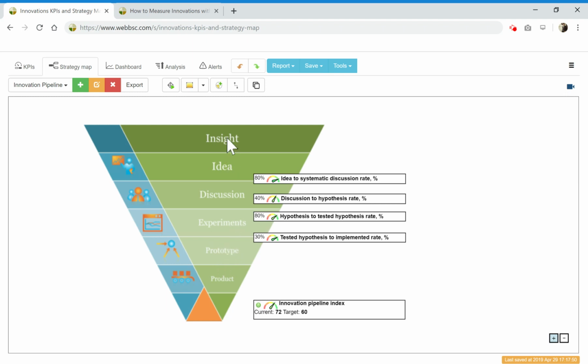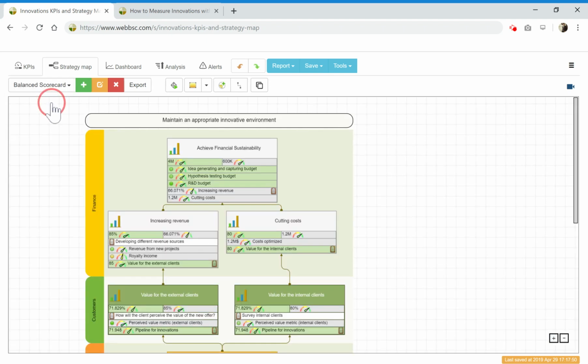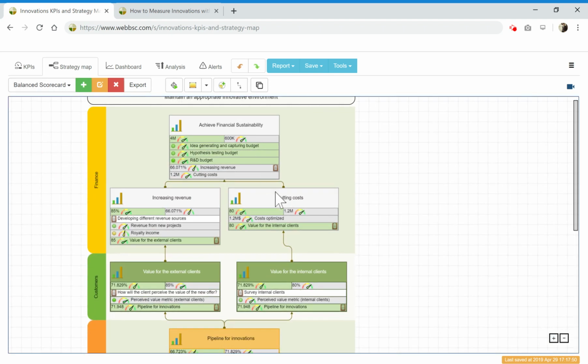And if most of the ideas or most of the discussions end up with nothing because you don't have a budget, you don't have people, you don't have that, and so that's another risk factor for your innovative strategy. So that's an introduction, and let me switch to this strategy map.